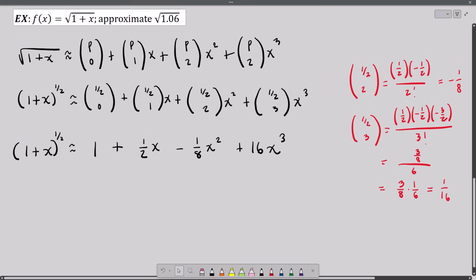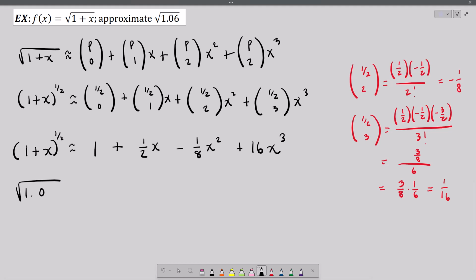And our goal is to approximate root of 1.06. So that's going to be approximately equal to, what are we choosing for the x? What's the value of x going to be? 0.6. I just had a question. Oh, yeah, sure. Should the 16x cubed be 1/16? Thank you. Yes.